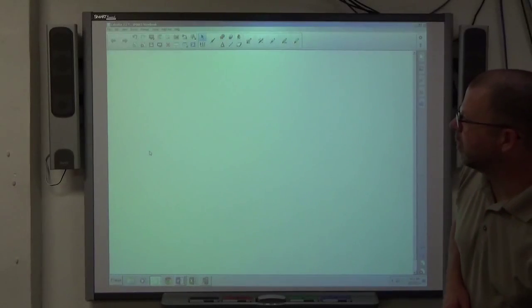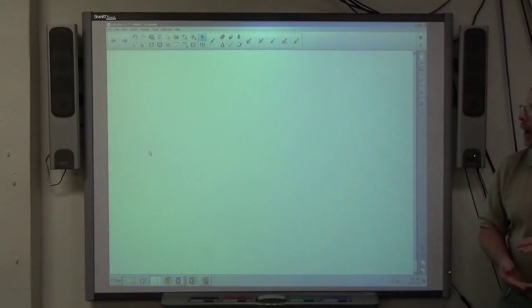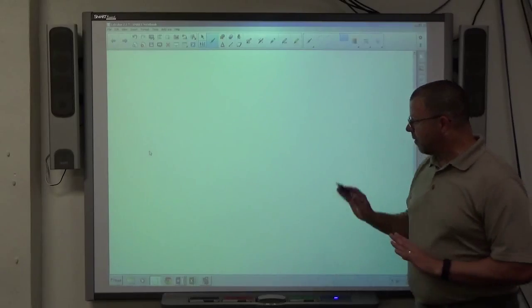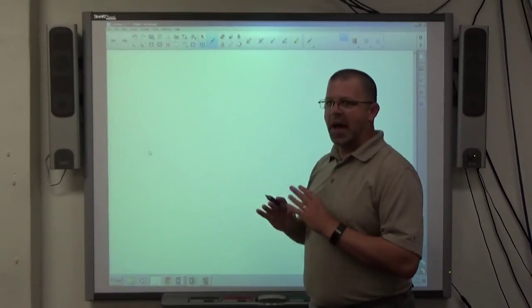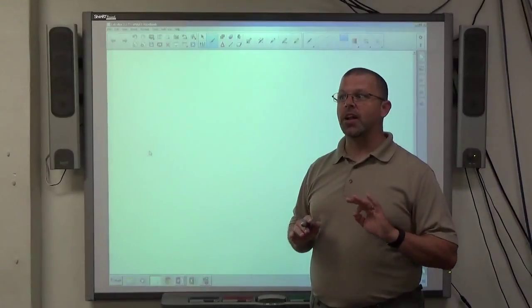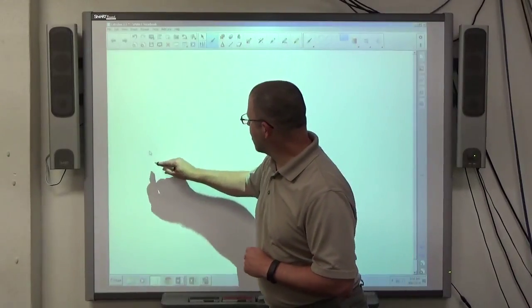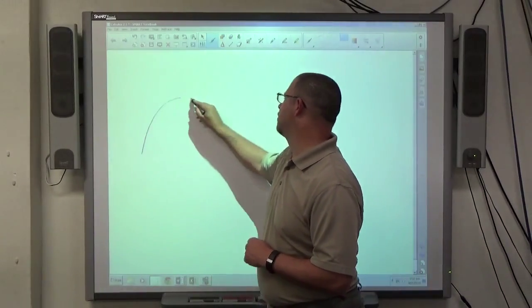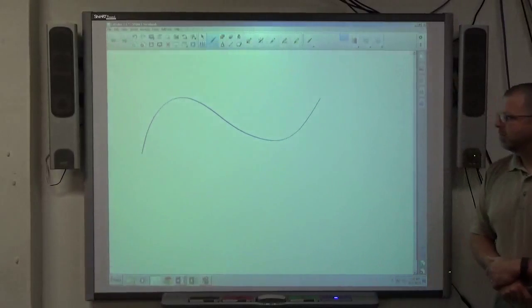This is example 2.1, example 1. What I want to get across to you is the idea of how to make a tangent line using a secant line. So if we have a curve, and again, don't write this on your paper, this is just for you to look at.